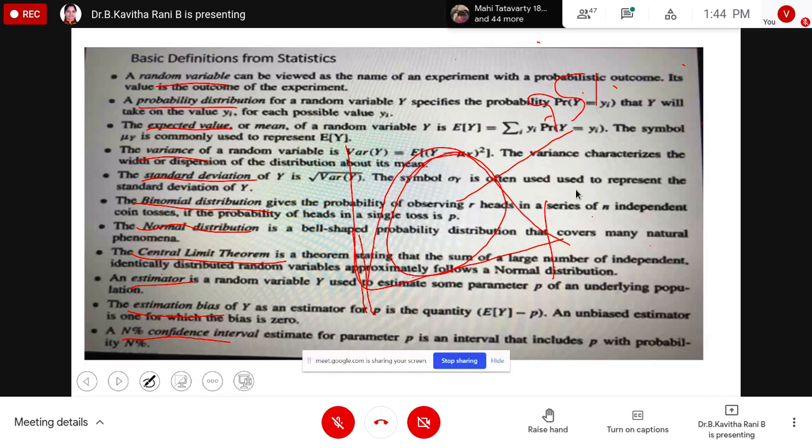Suppose I have plotted the data and I have got 65%. So this area is 65%. So a 65% confidence interval is nothing but the probability of the parameter value falling within this particular range, which is only 65%.